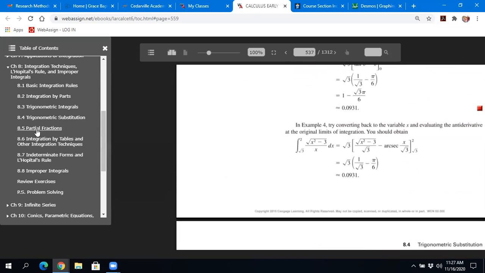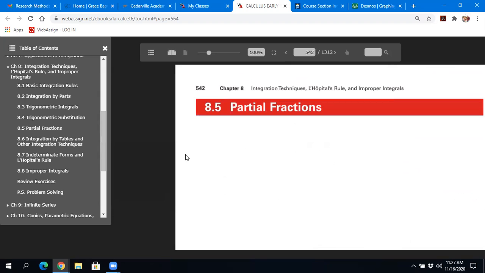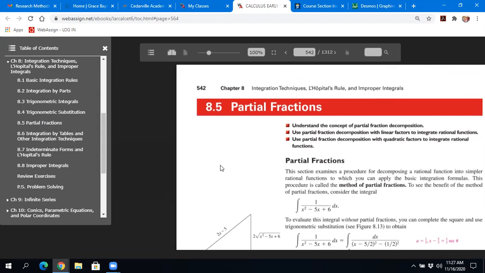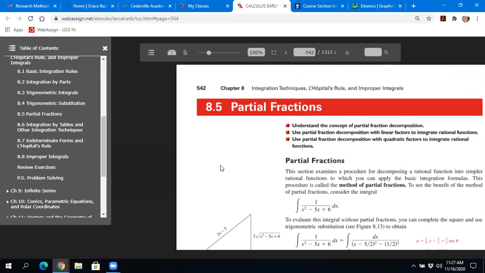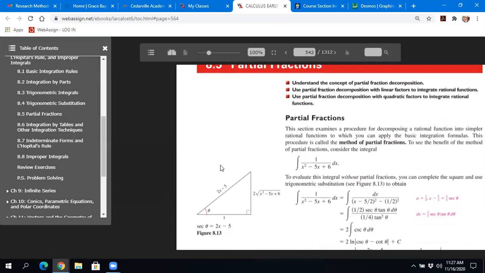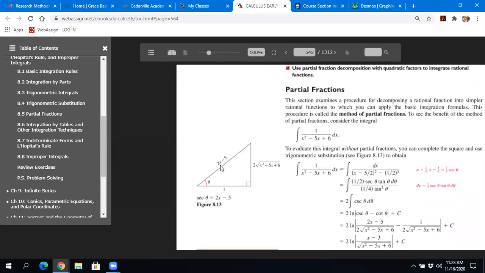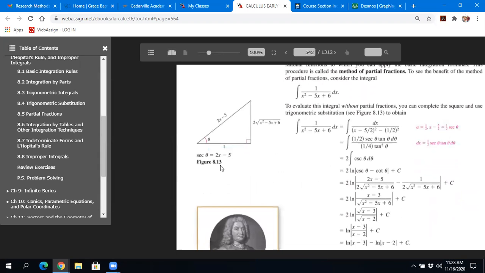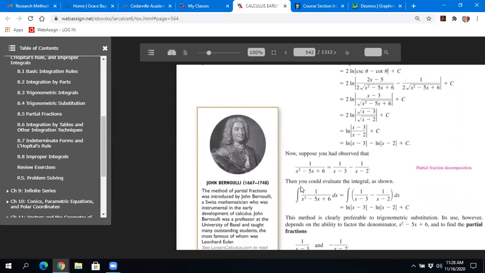Let me go to partial fraction decomposition. Okay. Now this is the one, if you will recall, where we had to factor the denominator and then split the thing up and do a little bit of algebra. Remember that? Okay. So like in this example right here, that thing's pretty gnarly, okay? The way that they had to do that. I think that there's a better way to do this though.